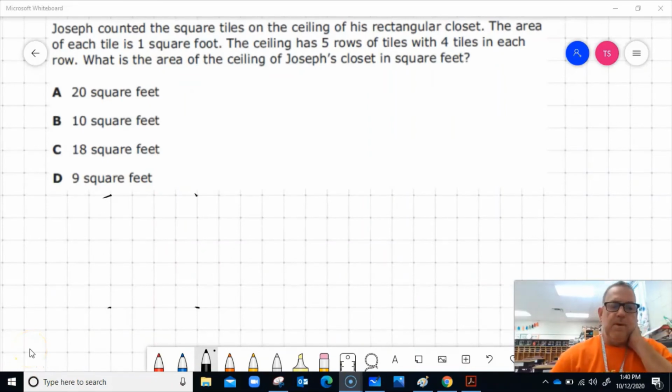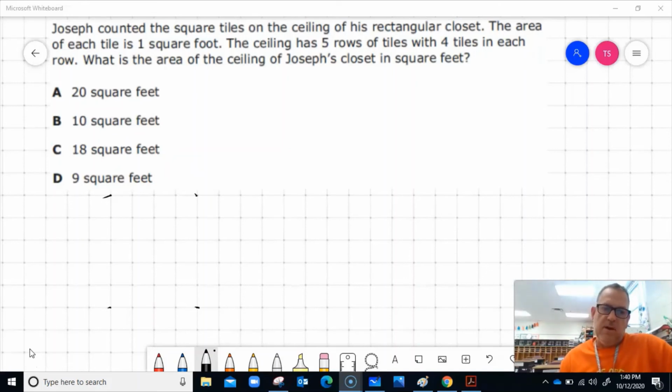Okay, our next guided practice problem, we'll go and look at it. And it says, Joseph counted the square tiles on the ceiling of his rectangular closet. The area of each tile is 1 square foot. The ceiling has 5 rows of tiles with 4 tiles in each row. What is the area of the ceiling of Joseph's closet in square feet?